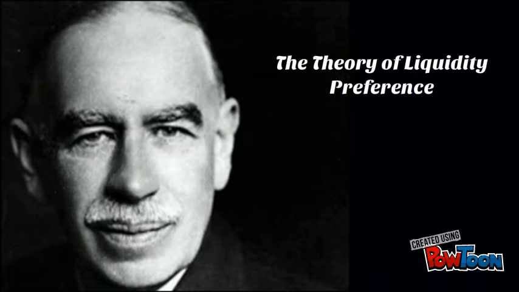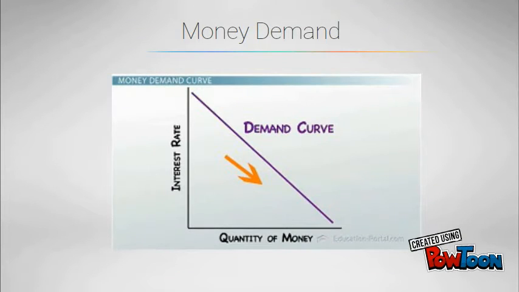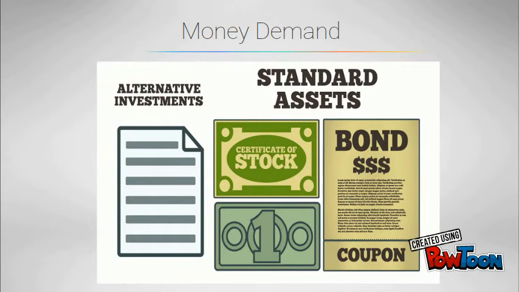John Maynard Keynes developed the theory of liquidity preference, which says that the equilibrium price of money is the interest rate where money supply intersects money demand. The demand curve for money illustrates the quantity of money demanded at a given interest rate. Notice that the demand curve for money is downward sloping, which means that people want to hold less of their wealth in the form of money the higher that interest rates on bonds and other alternative investments are.